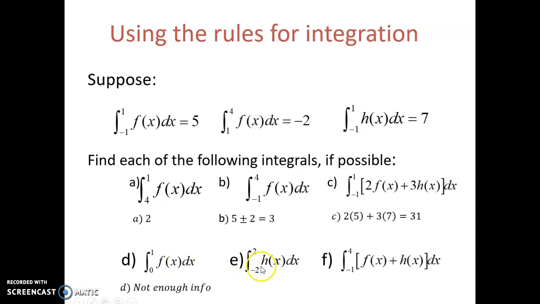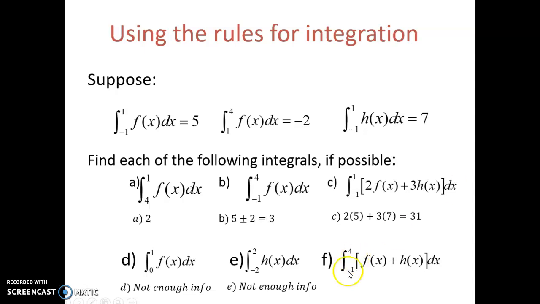Part E says, how about h from -2 to 2? Well, we know what h from -1 to 1 is: 7. And of course, we want to jump in and say, well, this is doubling that, so this should double 7. But we cannot make that assumption. We don't know what happens on the h curve from -2 to -1 or from 1 to 2. We don't know what's happening. All we know is that this integral is 7 from -1 to 1. So again, I don't have enough information to answer that question.